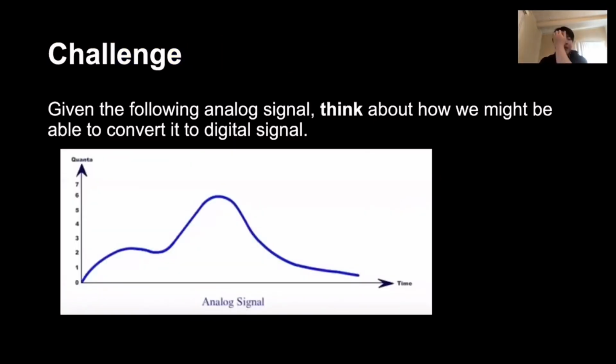And this can be challenging, but think about this. Given the following analog signal, think about how we might be able to convert it to digital signal. If you remember, I said analog signal can be converted to digital using something called sampling, right? We didn't really talk about what sampling is, but think about how you might be able to do it. Pause the video, come back when you're done. Remember, this is a challenge, so don't spend too much time on it unless you want to. All right. Hopefully you came back after thinking a little bit at least.